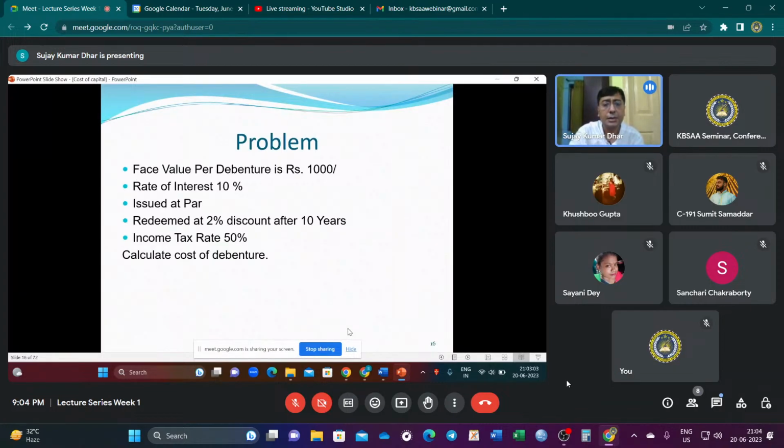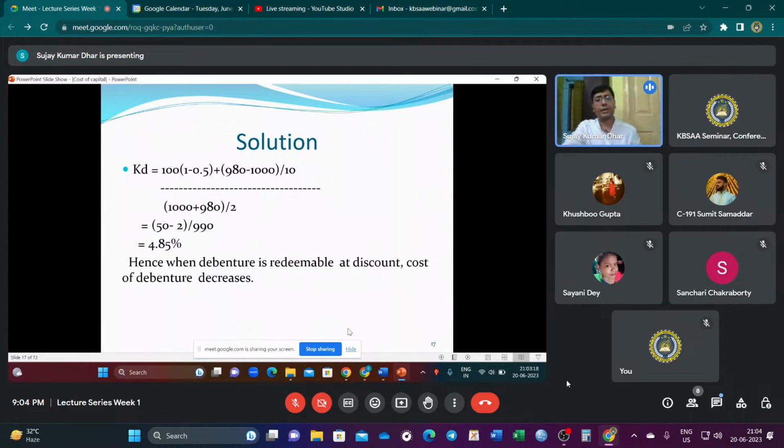it is redeemable at 2% discount after 10 years. That means purchase price is 1000, redemption price is 980. Again, purchase price and redemption price are different. We'll go for the formula: R into (1 minus T) plus (F minus P) by N. F is redemption price. So 980 minus 1000 by 10, whole divided by 1000 plus 980 by 2. So cost of debenture is 4.85%.